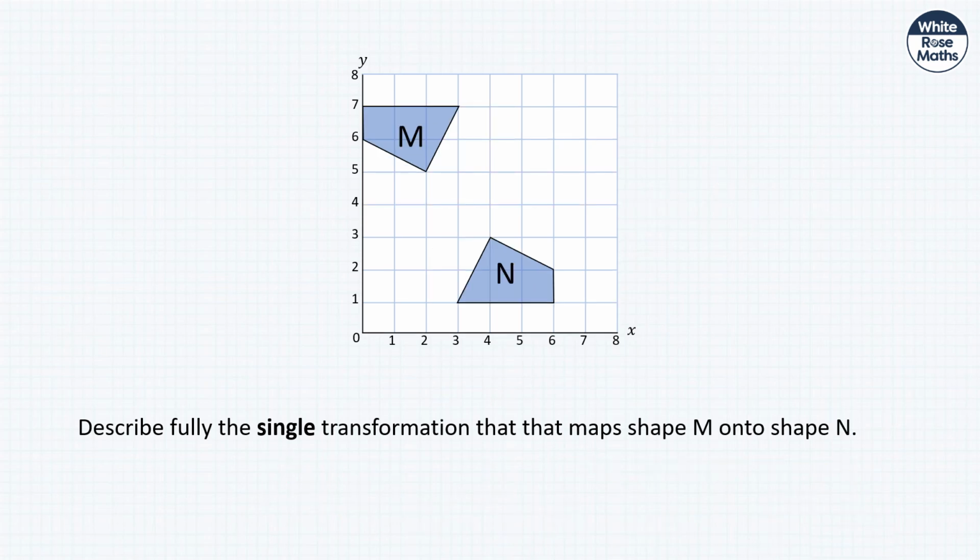This next one, describe the single transformation that maps M onto shape N. So this will actually be a rotation of 180 degrees. So, rotation of 180 degrees.